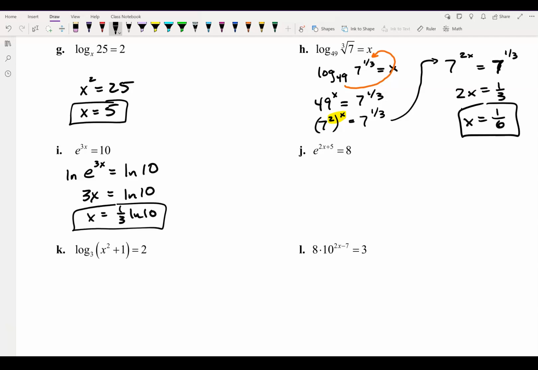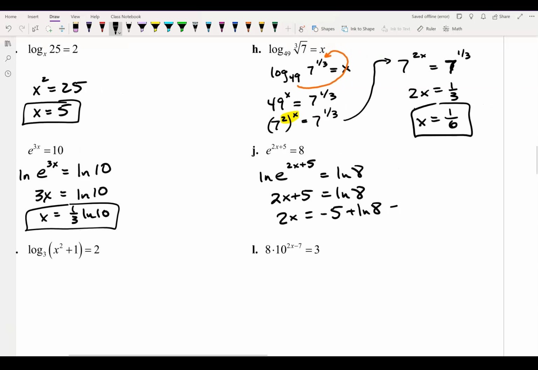Same idea with the next one. We're going to take the ln of both sides. On this side, they want the exponent that e has to be raised to, right, because it's ln. That gives us this thing. Well, that's just 2x plus 5, and that equals ln of 8. Subtracting 5 from both sides, we have negative 5 plus ln of 8. And then dividing by 2, I'm just going to write it with the negative 5 in front so it's really clear what's going on. We have a 2 there, and I guess I should have an x equals this.